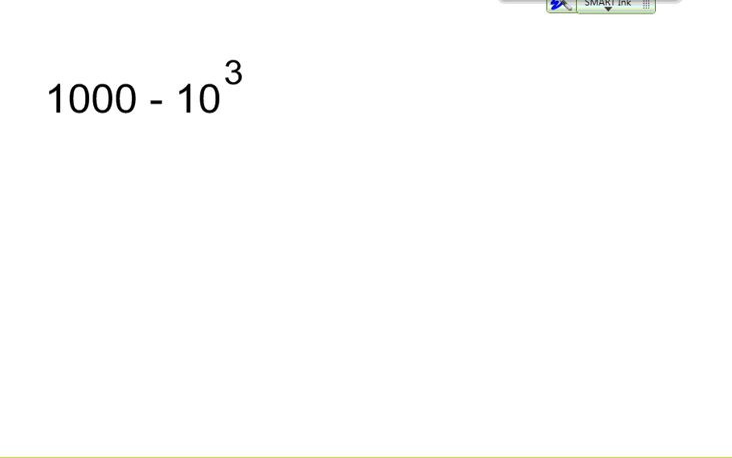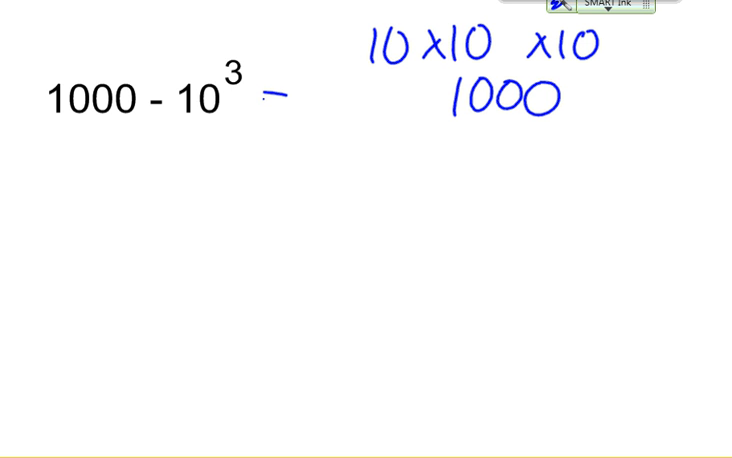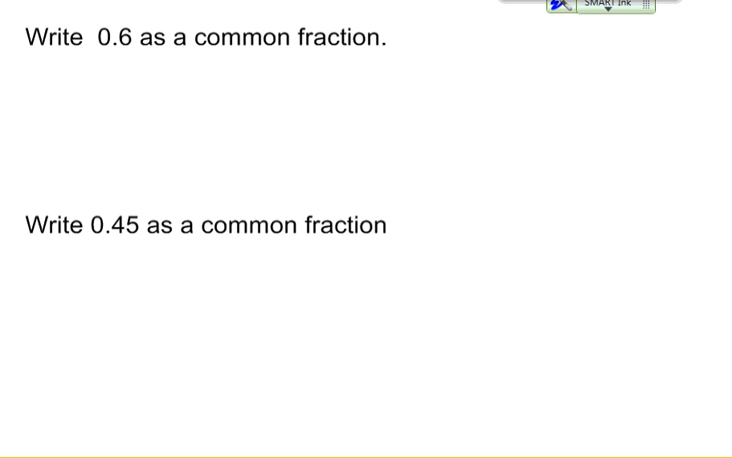And then you can get different problems like this. 1,000 minus 10 to the 3rd. Well, what is 10 to the 3rd? 10 times 10 is 100. Times 10, that is 1,000. So in the end, our problem equals 0. Right? So big number, same size number. Exponents can seem misleading or seem like they might be bigger than they really are.